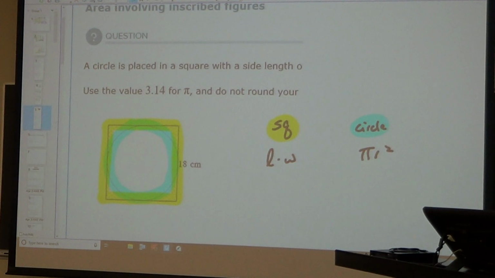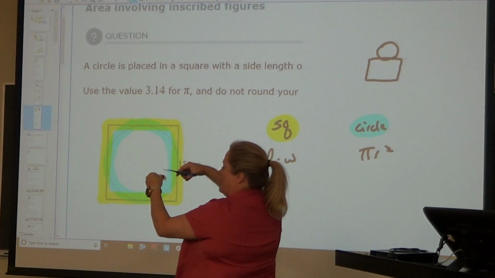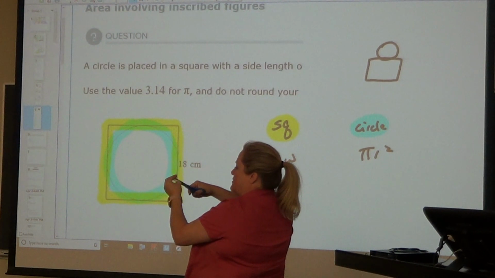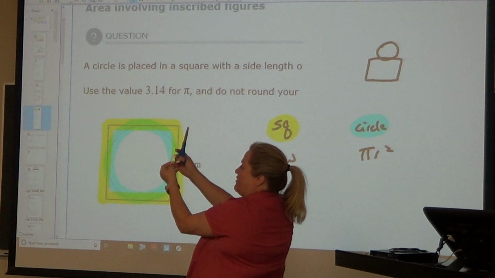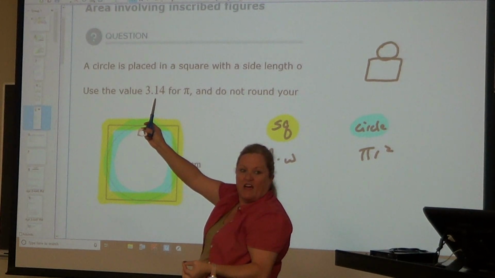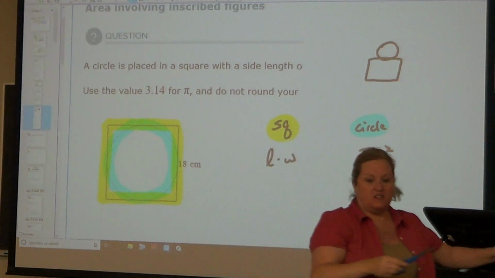Am I adding or am I subtracting? Who's adding? Wait a minute, you're subtracting. If you were adding, it would be a square plus a circle, like gluing them together. This one is subtracting because you've got a hole in the middle. You're starting with a square and you're taking out the circle. So you're sucking out something, you're taking away something. So this one's going to be a subtraction.